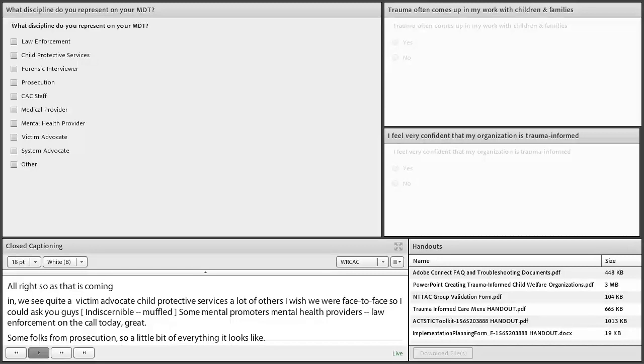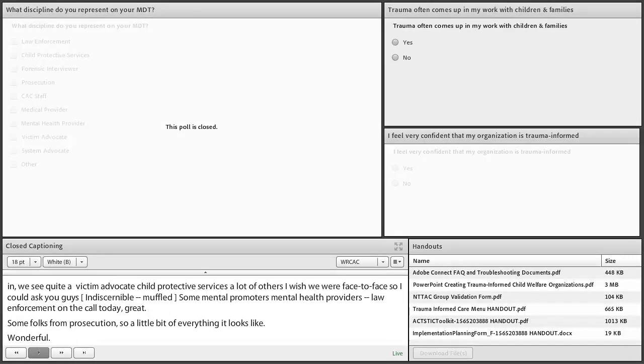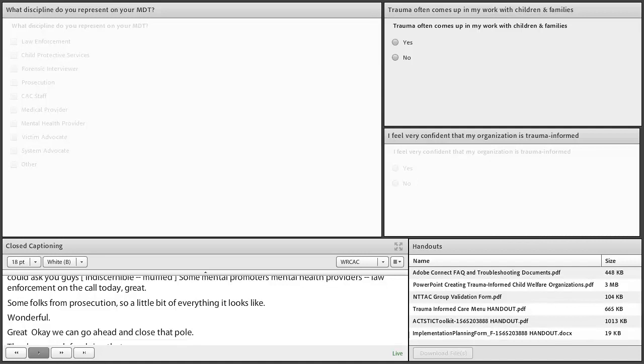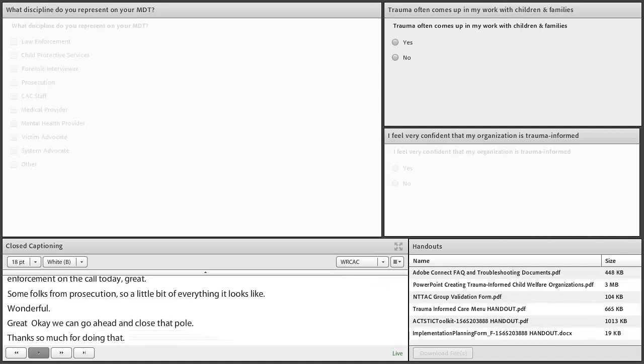Great. Okay, we can go ahead and close that poll. Thank you guys so much for doing that. Yeah, so there's a lot of different organizations represented here today. When we're thinking about trauma-informed care practices and implementing those practices, they're obviously going to vary depending on your organization, but the principles of trauma-informed care, which we're going to be talking about, are generalizable. So that's really what we're going to be diving into today.